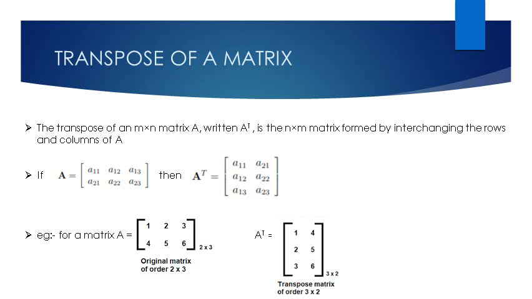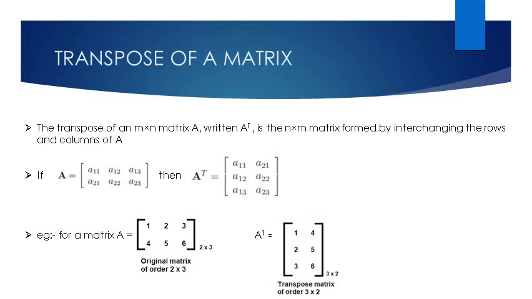Notice one more thing, that the order of the matrix after transposing will be interchanged. Earlier, what is the order of matrix A? It is of 2 cross 3 order. There are 2 rows and 3 columns, no? But after transposing you will get 3 rows and 2 columns. So the order of the matrix will be changed from 2 cross 3 to 3 cross 2.